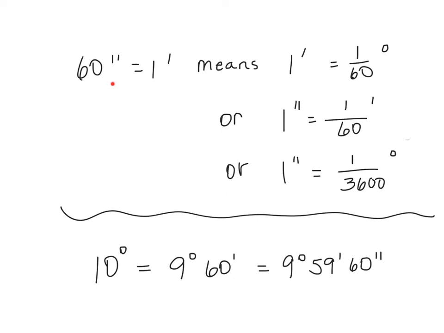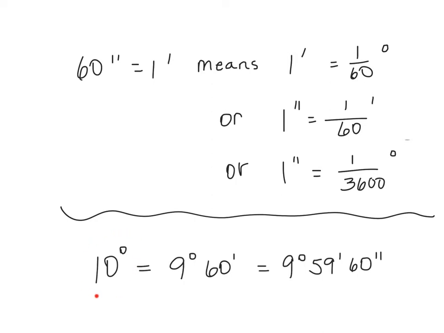60 seconds equals 1 minute, which means that 1 minute is a 60th of a degree. Or 1 second is a 60th of a minute. Or a second is 1/3600th of a degree. So let me show you, we have 10 degrees.